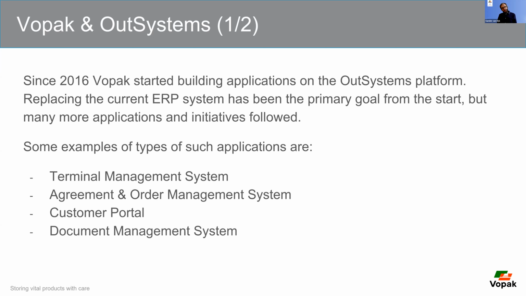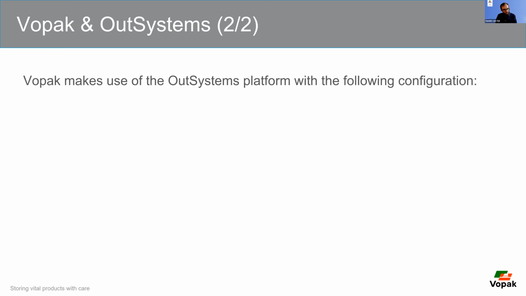We have a document management system, which is an internal Vopak application used for storing business critical data, where the application built on the OutSystems platform acts as a front end for processes such as periodic reviews. And also a service notification portal, sending out notifications about IT outages, application and server maintenance, that kind of stuff.